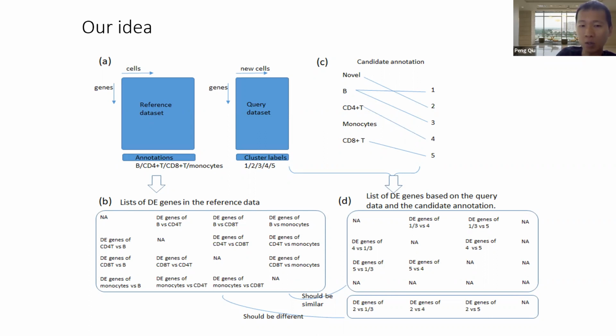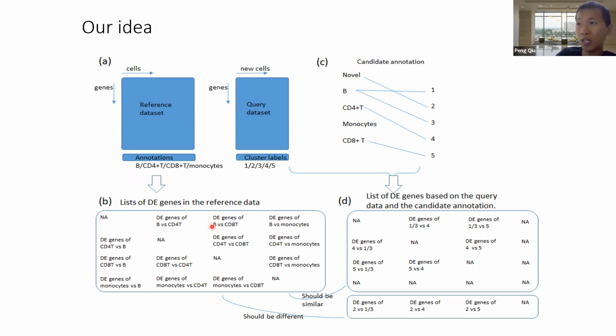combining knowledge-based approach and data-driven approach. So our idea is that, given a reference data set that's already annotated, okay, what we can do is that we can perform differential expression analysis between each pair of cell types in the reference data, so that we know which genes are differentially expressed between B cells and CD4 T, which genes are differentially expressed between B and CD8 T cells, et cetera, right? And collectively, these represent the knowledge that we can extract from a previously annotated data set.